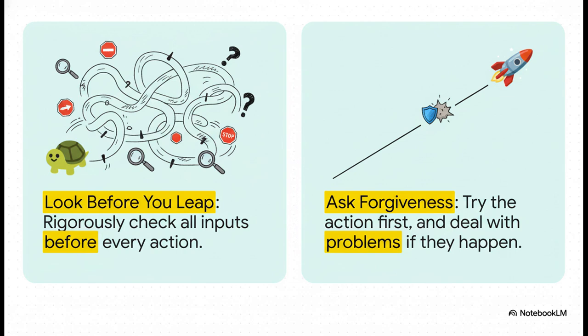The old way was called look before you leap. It was super cautious. You check everything before you did anything. It was slow, and you had to be a fortune teller predicting every possible problem. The new way is way cooler. It's called ask forgiveness, not permission. You just go for it, try the action, and if a problem pops up, then you deal with it. It's way more optimistic and makes the code so much cleaner.